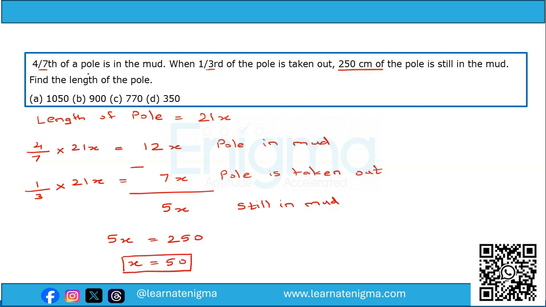Now we want to find out the length of the pole. Length of the pole we have assumed to be 21x. So length comes out to be 21 into 50. That is 1050 centimeters. That is option A.